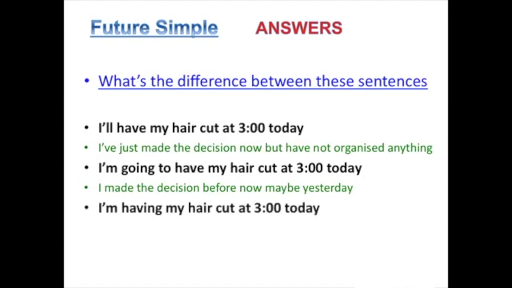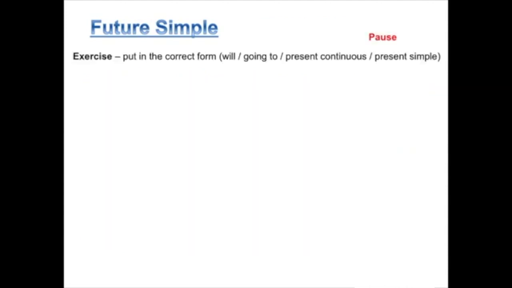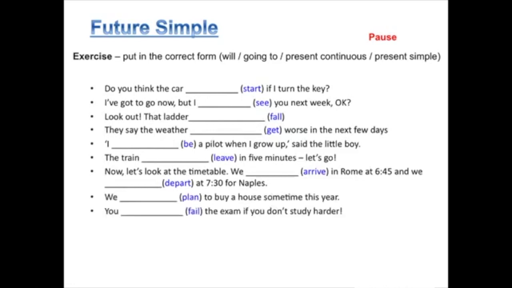I'm having my hair cut at 3 o'clock today. I've made the decision before now and have made an appointment. I have a time, a place, and a hairdresser arranged. Okay, here is an exercise for you to do. Put in the correct form, will, going to, present continuous or present simple. Please pause the slide and fill in the missing spaces.